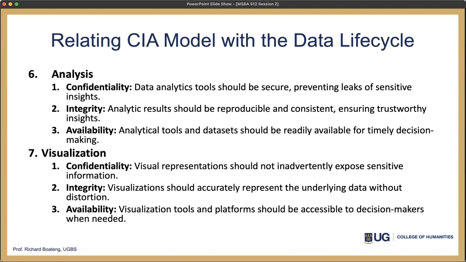And availability: visualization tools and platforms should be accessible to decision makers when needed. Currently, University of Ghana has put admission data into Power BI. Interestingly, if you want admission data to understand the number of students enrolled, and you are head of department, you have to fill a very lengthy form to ask for the information. When you fill it, they give you access, but only to the fields that you requested.